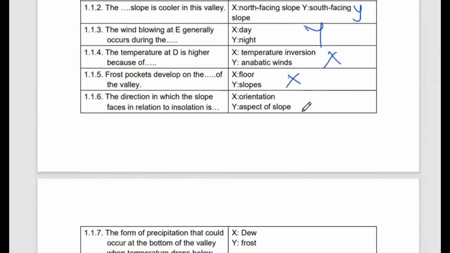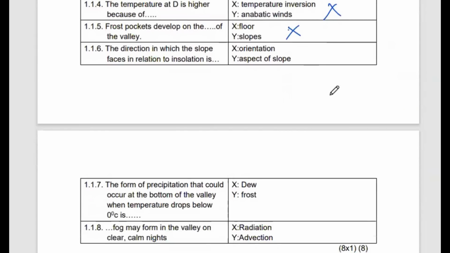Right, moving on to the next question. It says, the direction in which the slope faces in relation to insolation, that is what you call aspect of slope or slope aspect. We're looking at the direction which the slope faces. We say in the southern hemisphere, north-facing slopes receive more insolation and they are warmer, that is with slope aspect. And south-facing slopes are cooler because they receive less insolation, that is with slope aspect.